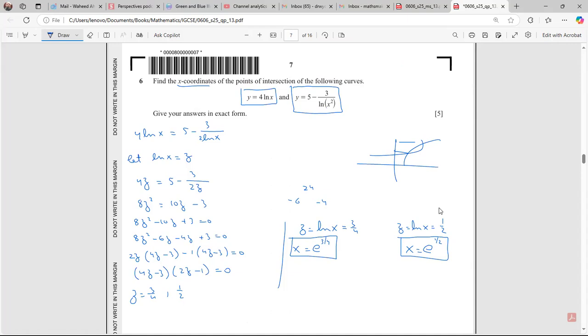Again, I would suggest that if in the exam you have extra time, substitute these values in this expression and make sure that they both give you the same values of y. That's how you can confirm.